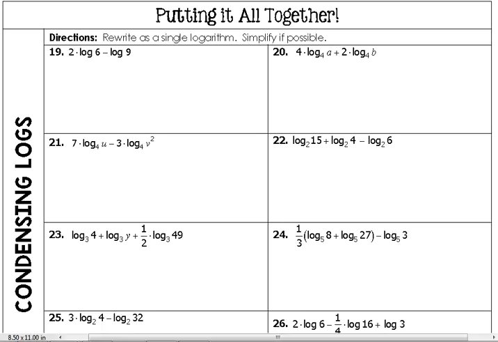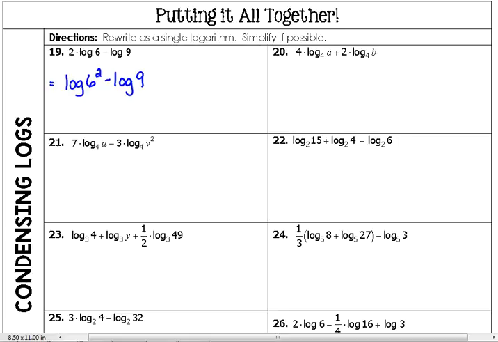Before we can put those 2 logarithms together, there can't be anything in front of them. So we're going to use our power property first. We're going to move that 2 in front of the log of 6, and it's going to become an exponent on the 6. Now, we're subtracting 2 logarithms. There's nothing in front of them.